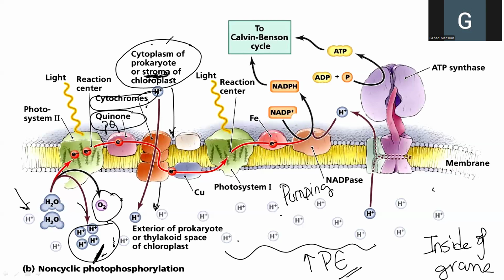Why do they say the cytoplasm of the prokaryote? They are just referring here to the theory of endosymbiosis, where they consider that the chloroplast is a prokaryote that has been introduced into another prokaryote.